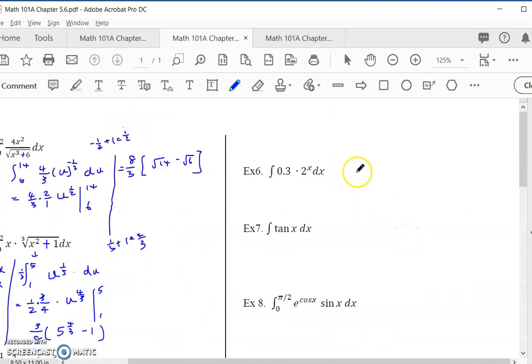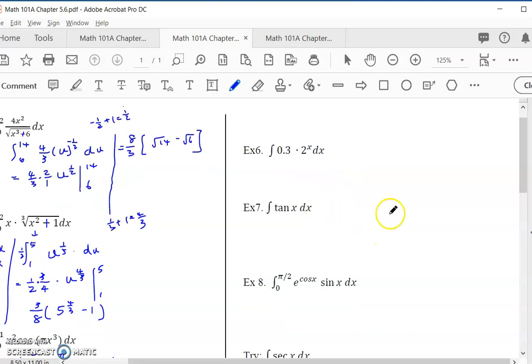We have some more here. We have 2 more, and then we'll do the other one. So this is 0.3 times 2 to the x dx. So we know the rule: if I have a to the x, what is its integral?